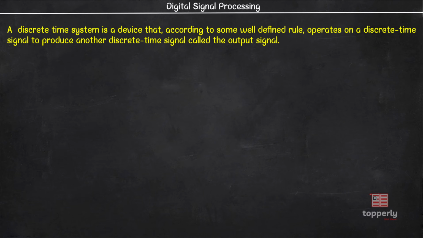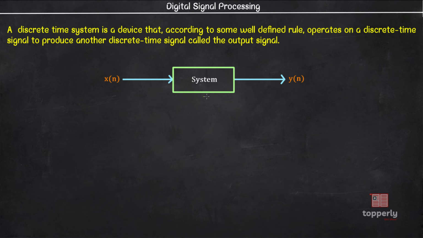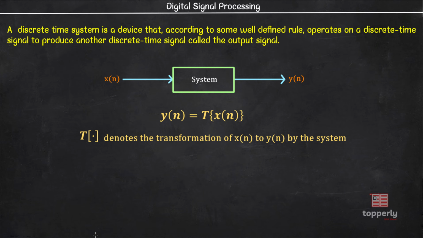A discrete time system is anything that takes a discrete time signal as input and generates a discrete time signal as output. This system can be represented by a block diagram like this. The input signal x of n is fed to the system, which transforms the input signal to the output signal y of n. This can be mathematically expressed as y of n equal to T of x of n, where the operator T denotes the transformation of x of n to y of n by the system. Also, sometimes this expression is expressed like this.